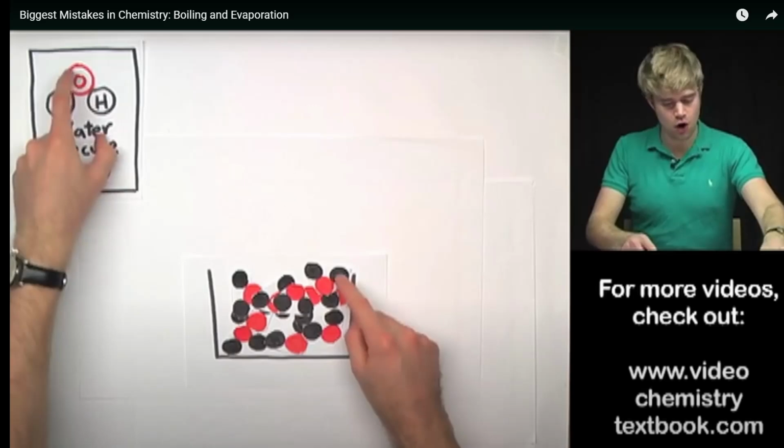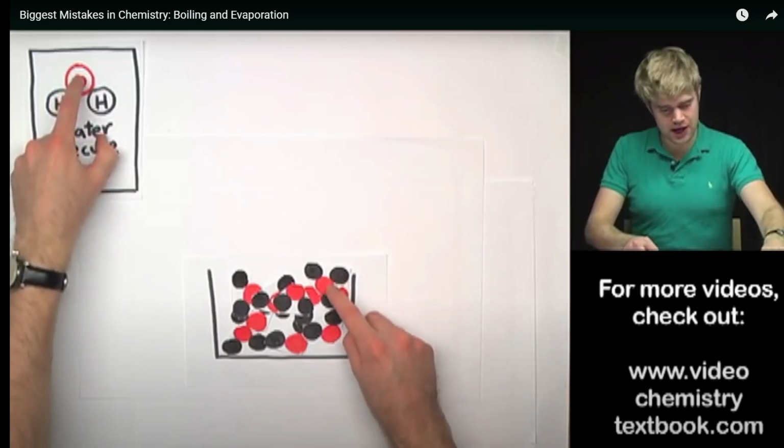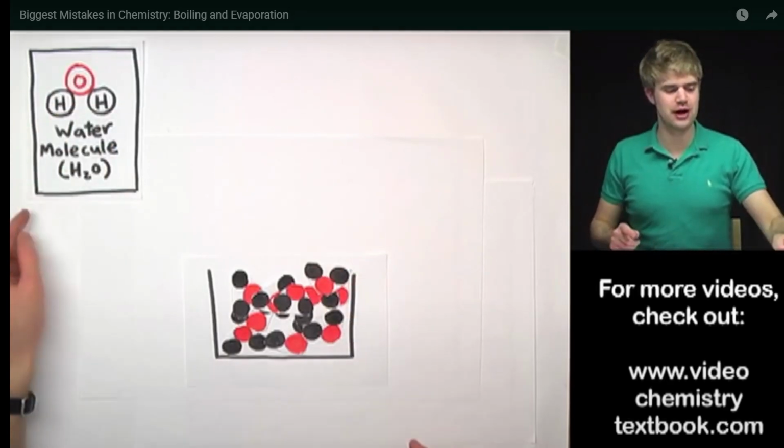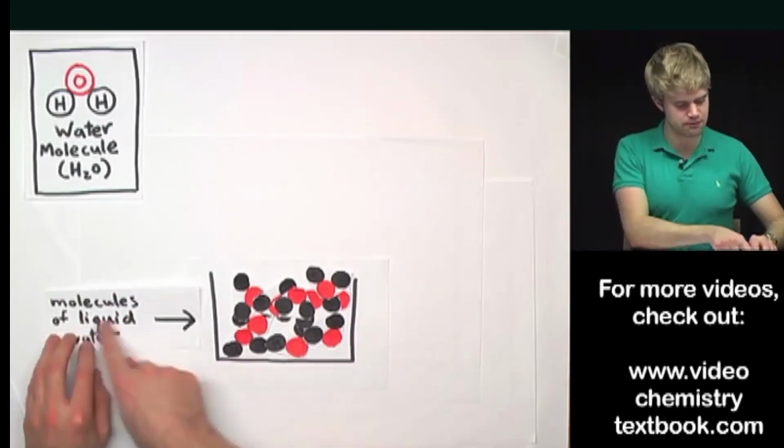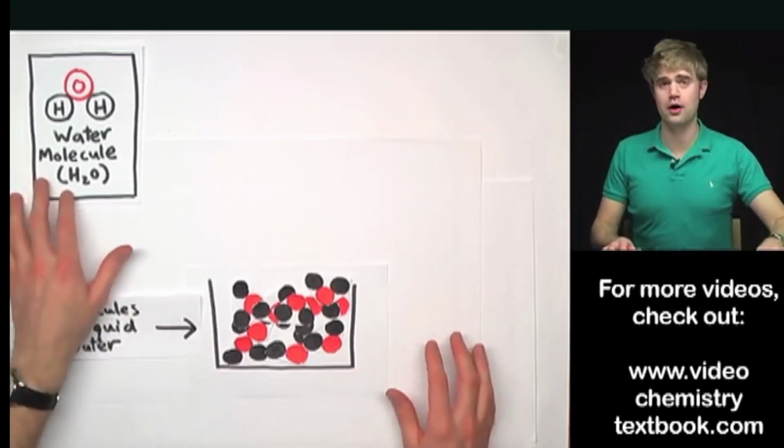molecule. Okay, and if you were to turn it upside down, it would look a little bit like Mickey Mouse, with the circle and then the two ears on top. One oxygen atom connected to two hydrogen atoms. That's why we call it H2O. So our glass here contains lots of molecules of liquid water.